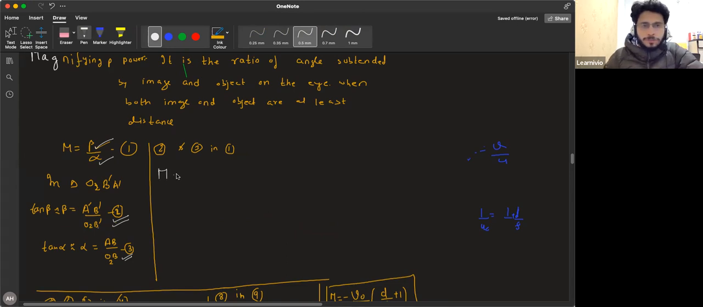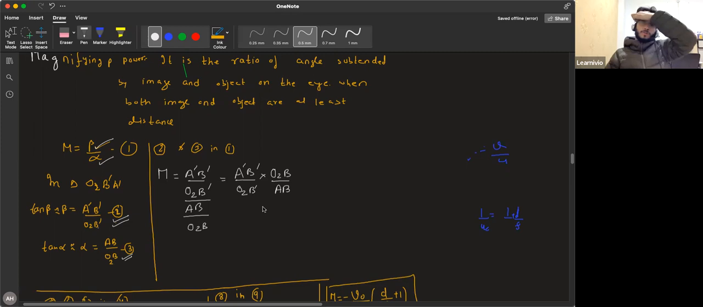So M is beta divided by alpha. What is beta? Beta is A prime B prime divided by O2B prime, divided by alpha. Alpha is AB divided by O2B. You can take this term in the numerator, so it will be A prime B prime divided by O2B prime, multiplied by O2B divided by AB. That's it. You can do one more thing: write this as A prime B prime divided by AB.